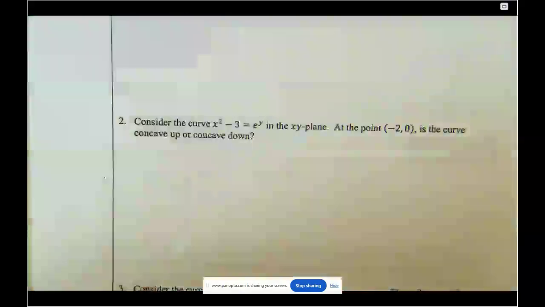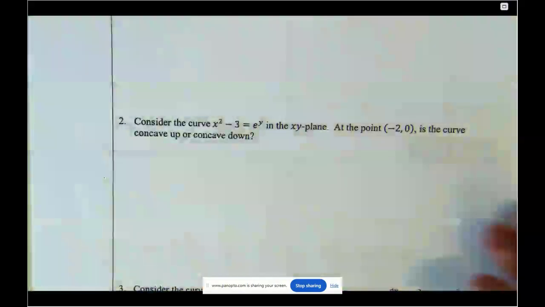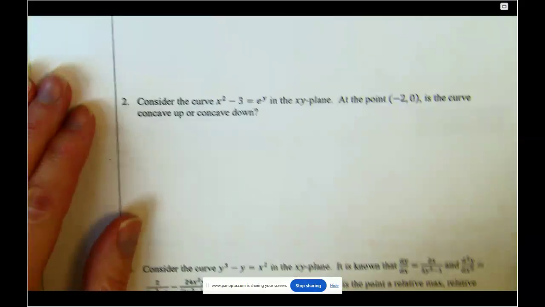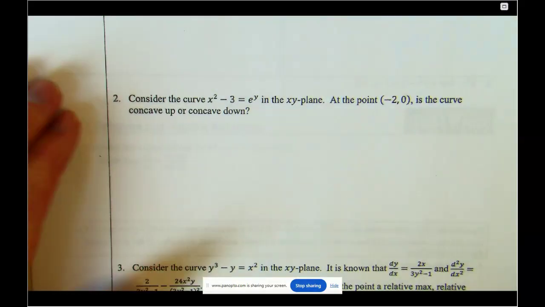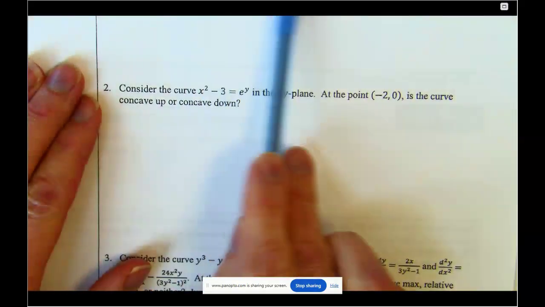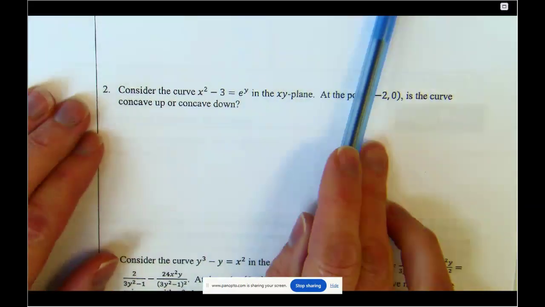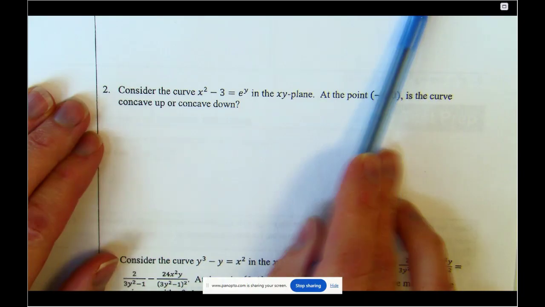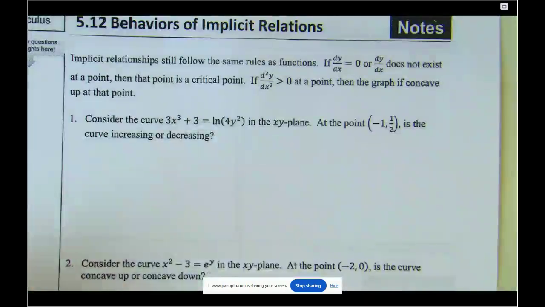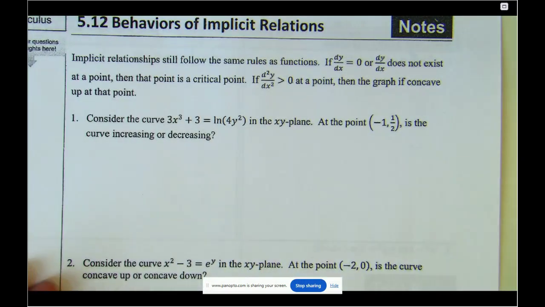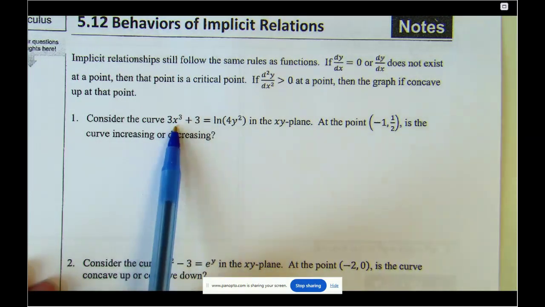Okay, so what we are going to do, I think we started this, right? It says, consider this guy. At the point (1 1/2, negative 1 1/2), is this increasing or decreasing? Okay, so you've got to do the derivative. It's implicit. What's the derivative of this first piece?